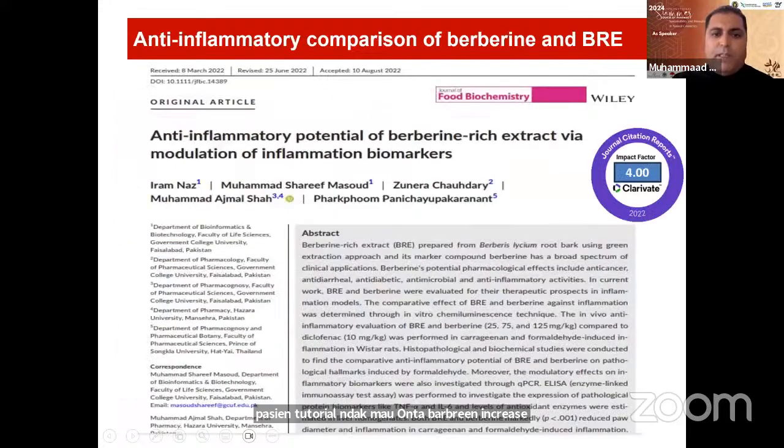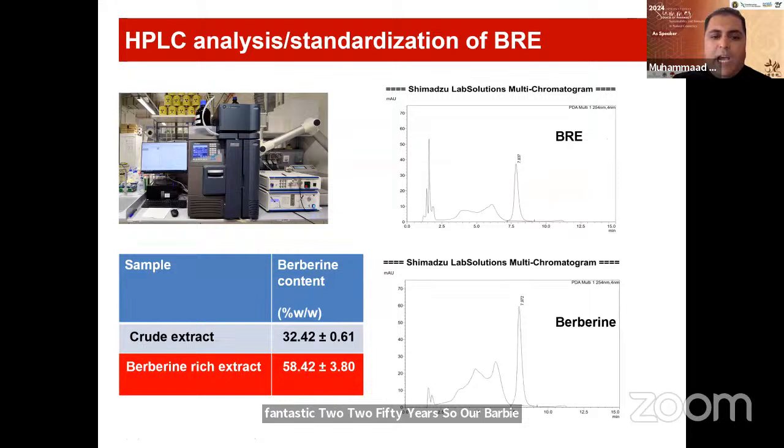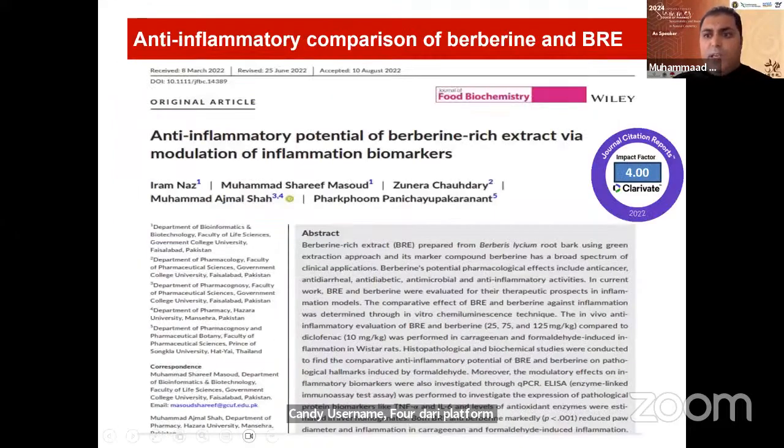So our berberine-rich extract contains almost 60% berberine as an active ingredient. So we thought that this rich extract can be used as an alternative to replace pure berberine, which is available commercially but very expensive. So this is our first article, which we published in the Journal of Food Chemistry.